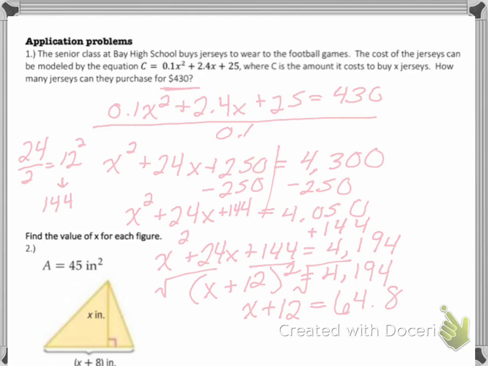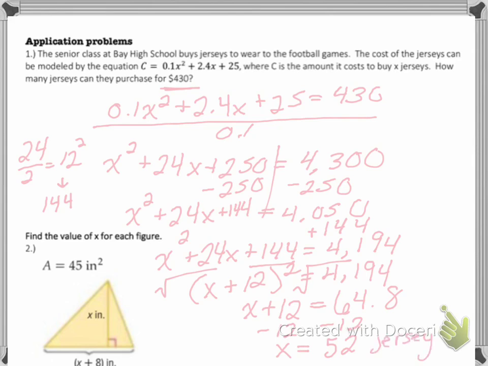And then technically, that would be the positive or negative value, right? We get two answers when we square root, but we can't have negative jerseys, so I only want the positive value. And so then I can go ahead and subtract 12, and I get that x is equal to 52.8, or about 52 jerseys.